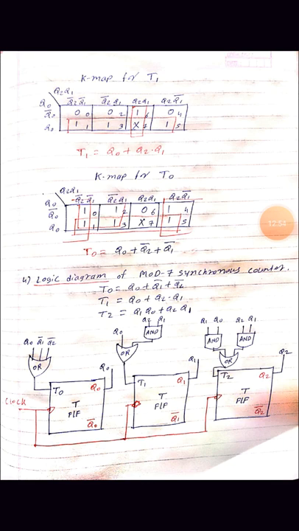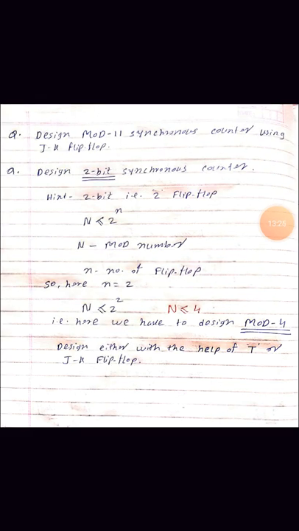As per the requirement of the OR gate and AND gate combination, draw the OR gate and AND gate combination for each input, that is T0, T1, T2. In this way, the design of the mod 7 synchronous counter is over. I think all of you are clear on how to design a mod 7 synchronous counter. In the same way, you can design a mod 11 synchronous counter using JK flip-flops.